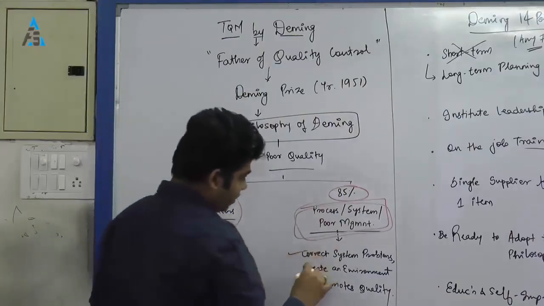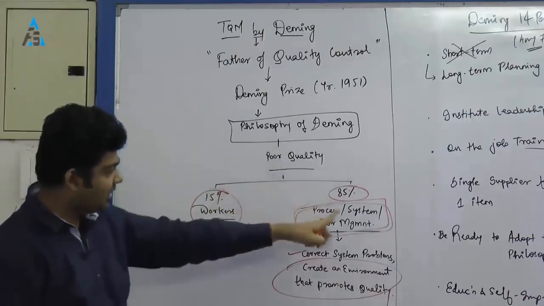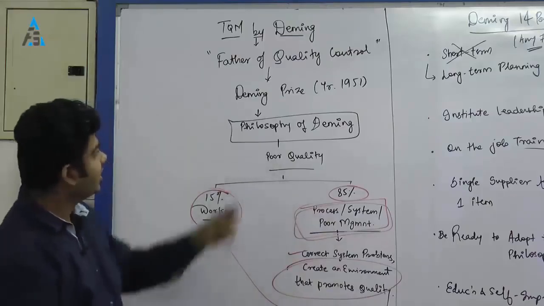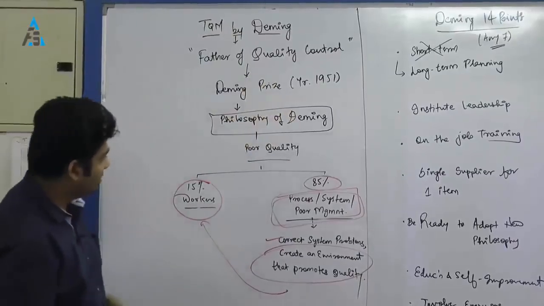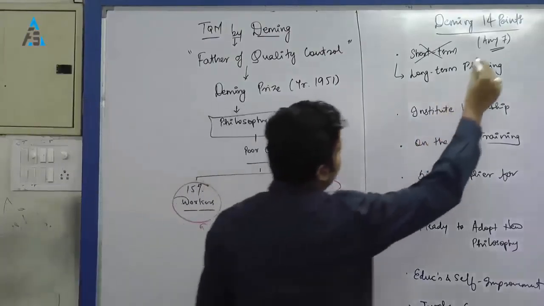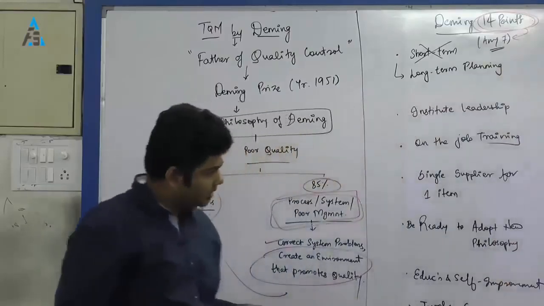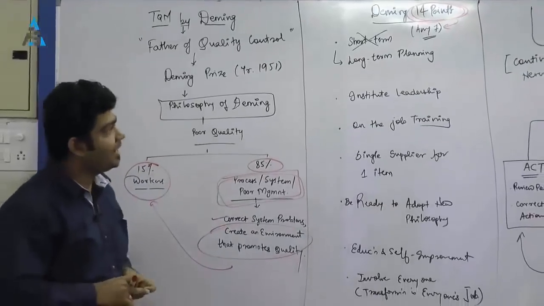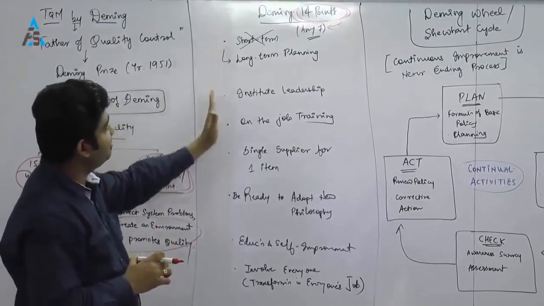So correct system problems to create an environment that promotes quality at the top level. Once that is done, automatically the workers will start working in an improved manner. So that is TQM by Deming. He was the father of quality control, as I said, and this is the philosophy on which he worked. Then he developed Deming's 14 points, of which we are just going to focus on the 7 main points. These are the 7 points enunciated by Deming, which speak of the fundamentals of quality control.